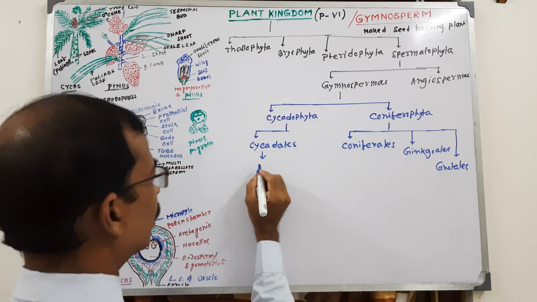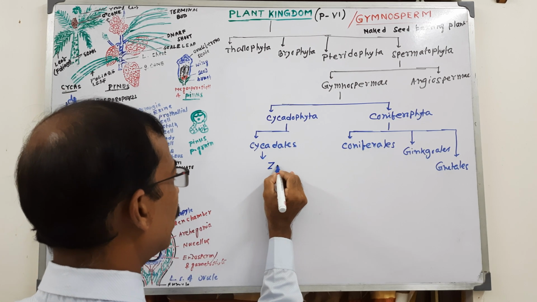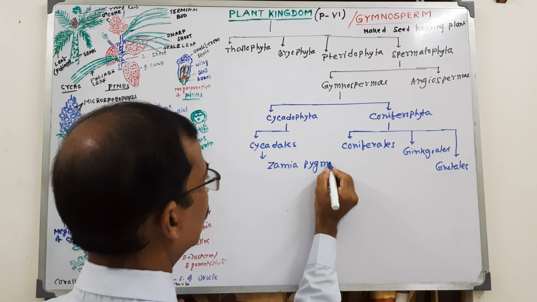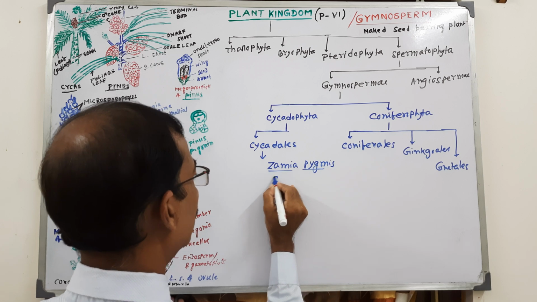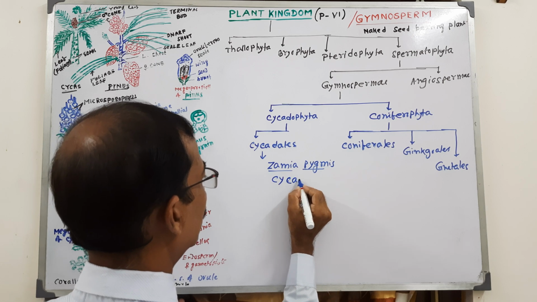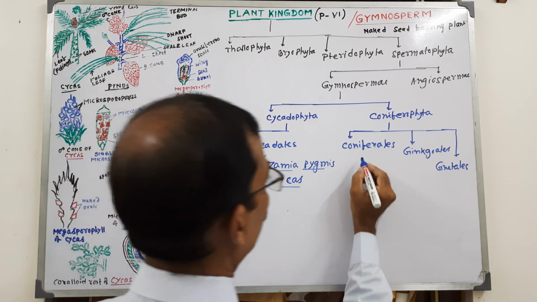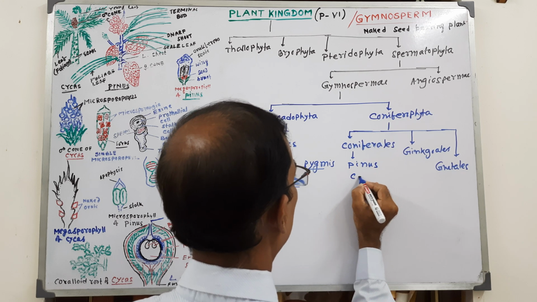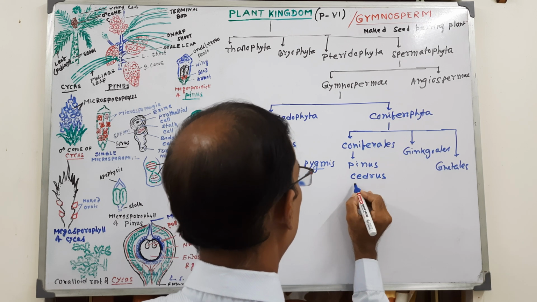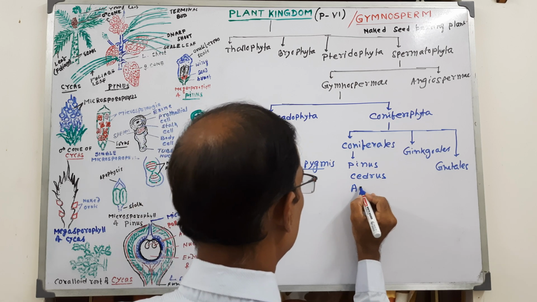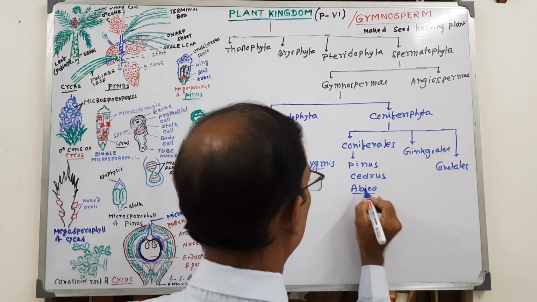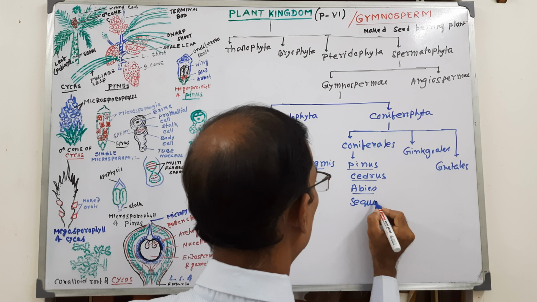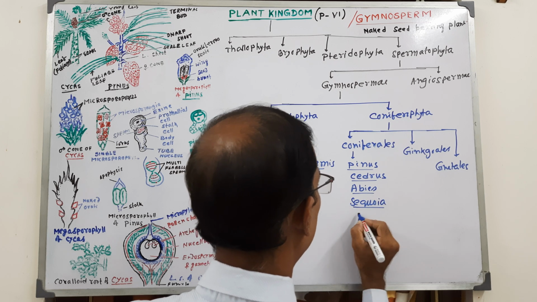Cycadales contains the main genus Zamia pygmaea, this is the smallest gymnosperm, and Cycas. Coniferales contains mainly Pinus, Cedrus, Abies, Sequoia, Metasequoia, etc.